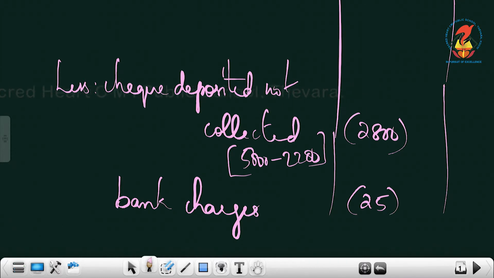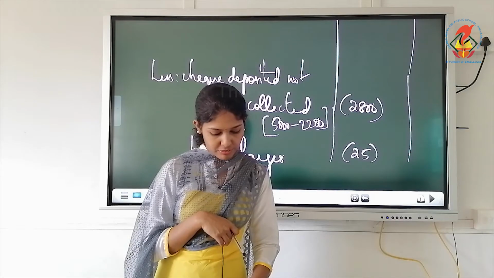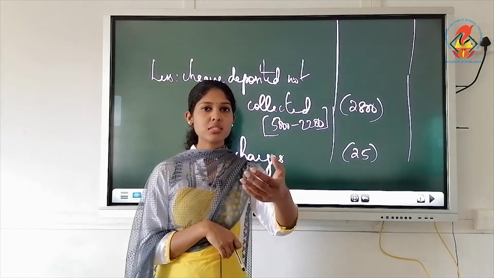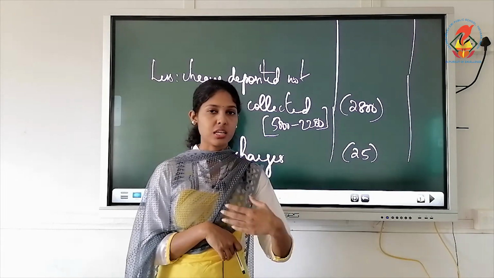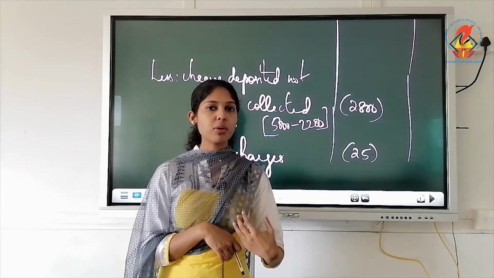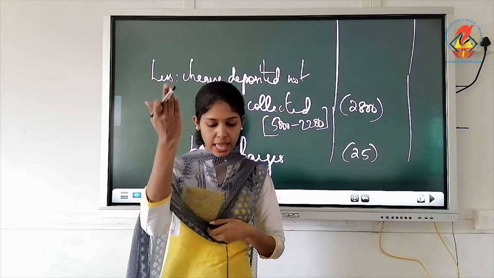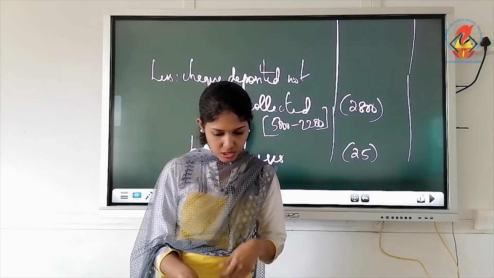Okay, then the next one, dividend of 350 on investments collected by the bank. So it is something which the bank is getting. So the bank account will increase, or the passbook will increase. So cash book also we will have to add. So the amount is 350.